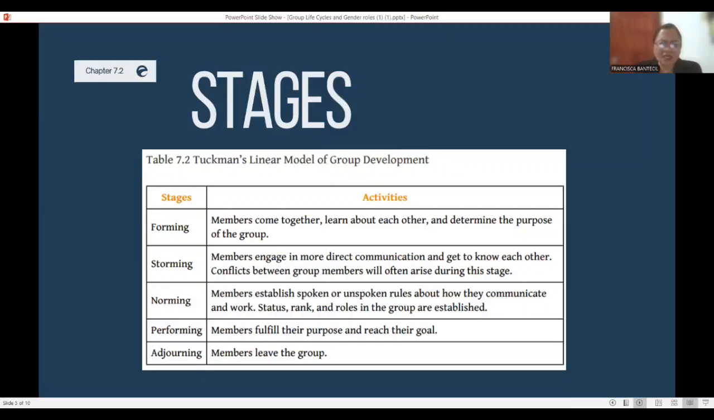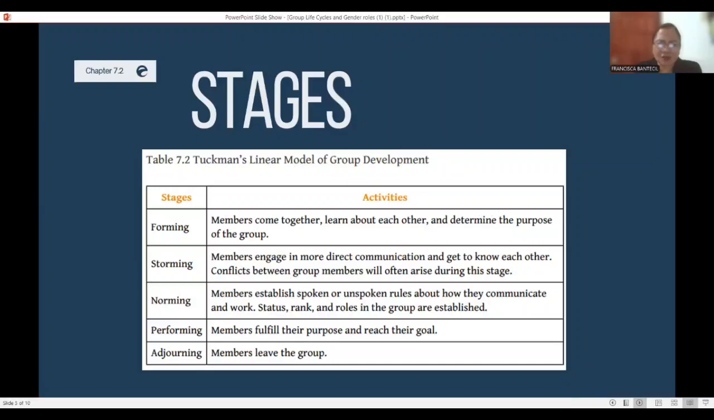Next is the norming stage. Members establish spoken rules about how they communicate and work. Then status, rank, and roles in the group are established. So at this time, the group has already established who will be the leader and who are the members.